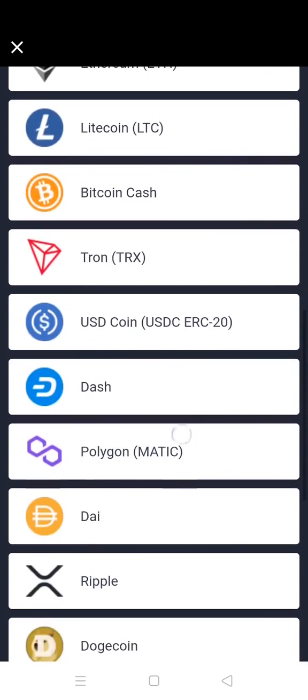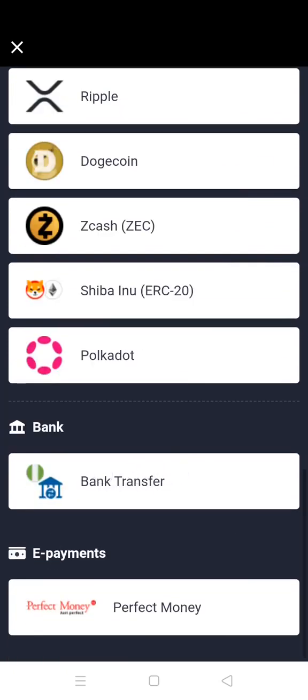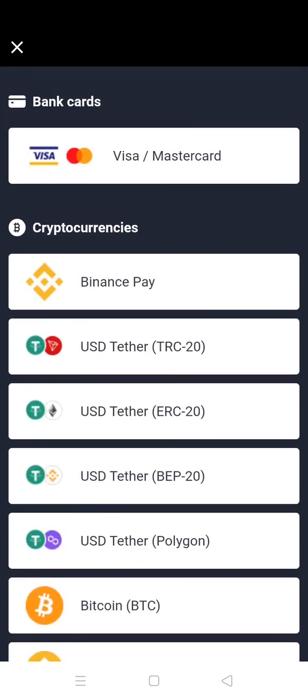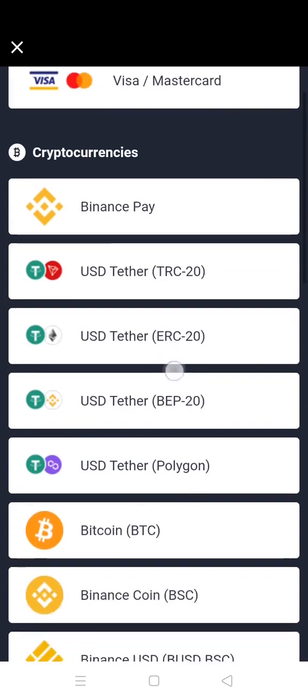We also have where we do bank transfer. I would advise you not to do that because of the exchange rate. They are charging at 700 and something per dollar for you to deposit. But whenever you want to withdraw, you'll be getting your withdrawals at the rate of 400 and something, so you'll be making losses. So the best way to make deposit is by using crypto.